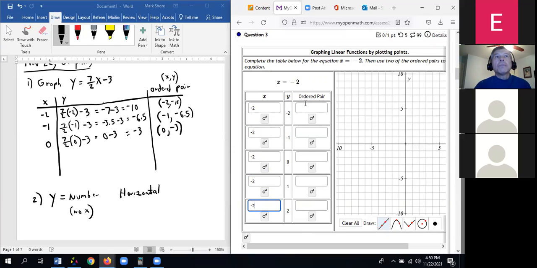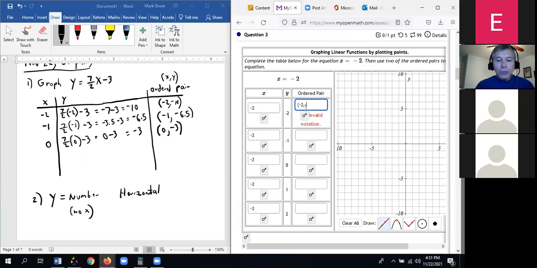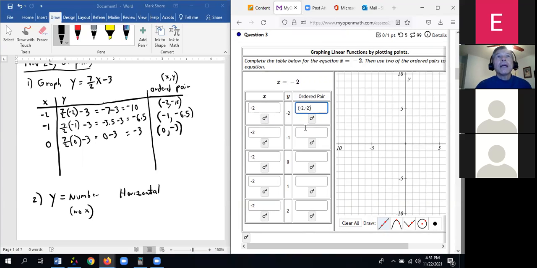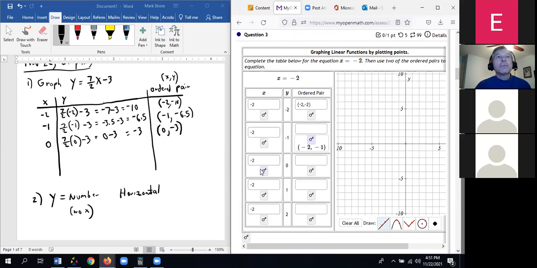So now we can get our ordered pairs, like this one here has an x value of -2 and the y is -2. So you would just type it in this way: parentheses, -2, comma, -2. And you do that all the way through. So this one would be (-2, -1). This would be (-2, 0), and so on, all the way down.